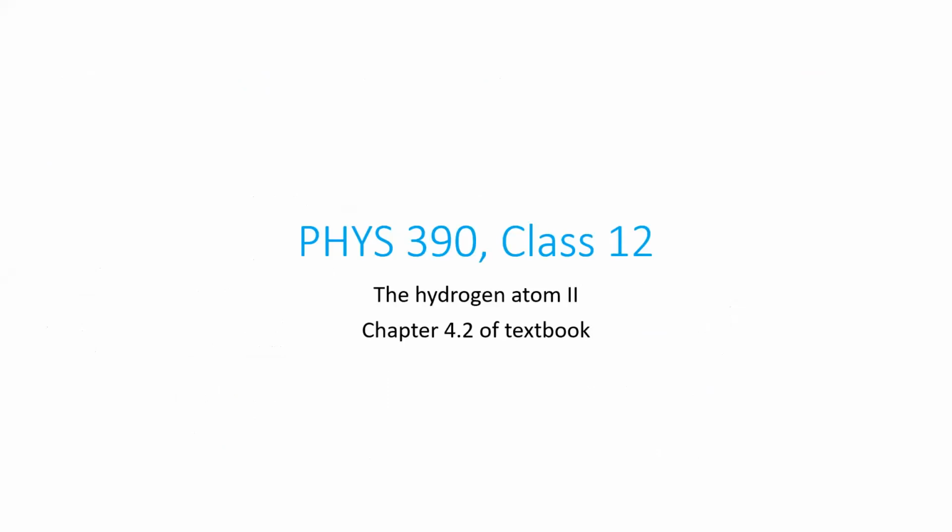Okay, guys, welcome to Physics 390 Class 12. In this class, we'll be talking about the hydrogen atom, part 2. Whereas in the first class we looked at the central potential and the solutions to the angular part, which were the spherical harmonics, in this part we will be concentrating mostly on the radial part, the radial equation, which comes out of the separation of variables of the TISE in 3 dimensions.